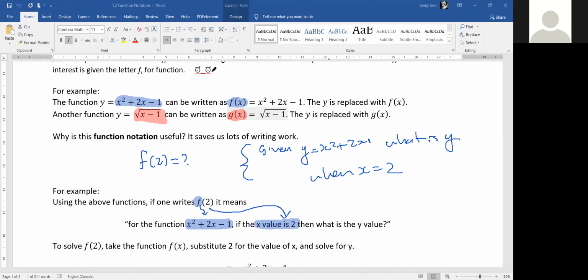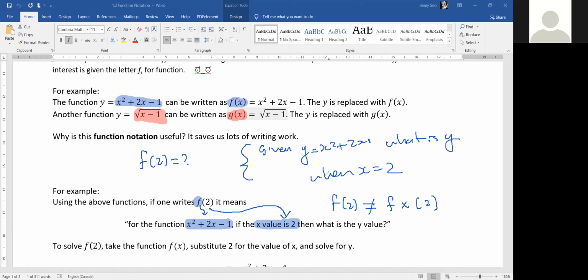That's what it means. And I'll put a little asterisk here saying f of 2 is not equal to f multiplied by the value of 2. That's not what it means, okay? F of 2 means I'm dealing with the function f, and the x value is a 2. That's what it means.